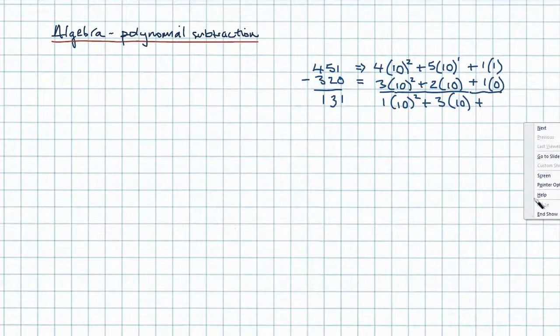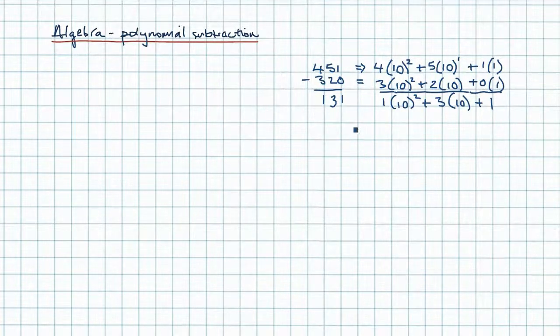I've got this around the wrong way, haven't I? Let's just correct that. These are 1s. So we've got 0 1s from 1 1, we've just got 1. Keep it nice and straightforward. Okay, and so we've got exactly the same as we had here. We've got 100, because that's what 10 squared is. We've got 3 tens, that's 30. And we've got the 1, so 131.